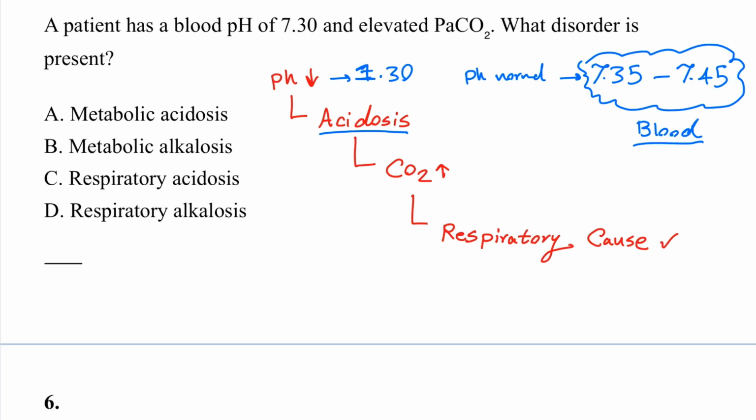Carbon dioxide levels are elevated, so CO2 is increased. Excess carbon dioxide combines with water to form carbonic acid. This increases acidity in the blood. Since the abnormality originates from carbon dioxide retention, the respiratory system is responsible. Therefore, this patient has respiratory acidosis, option C.